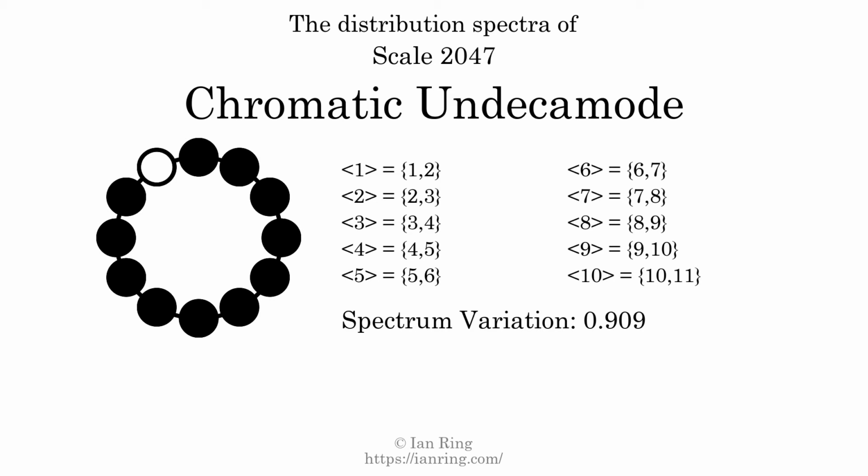The spectrum variation of this scale is 0.909. Since the variation is greater than 0, this indicates that the scale is not perfectly even. The highest spectrum width is 1. Since that is less than or equal to 1, that means this scale is maximally even.